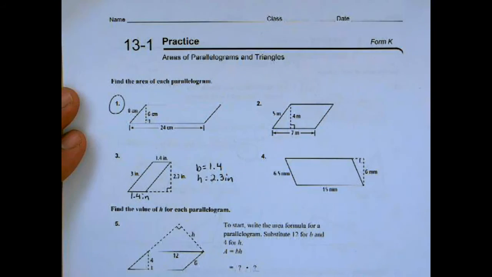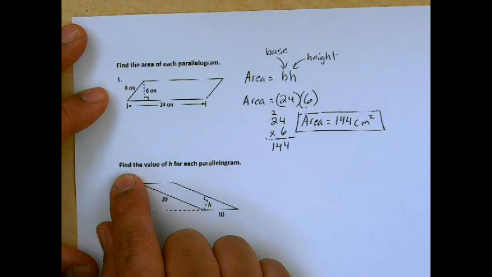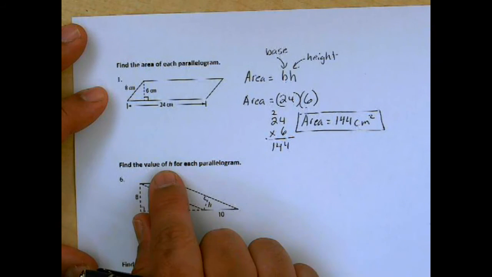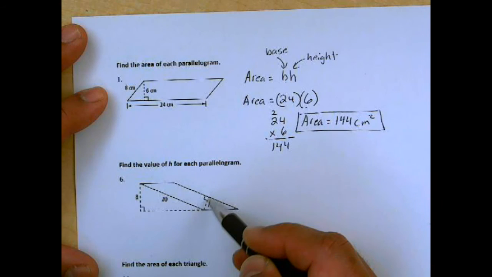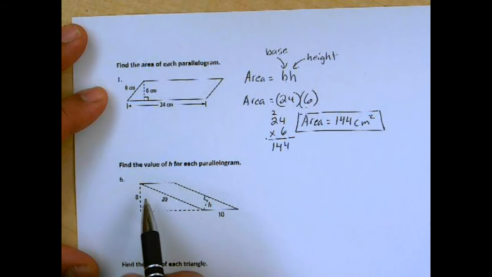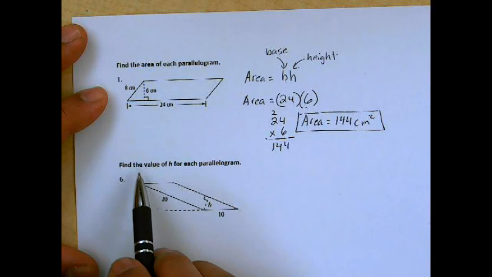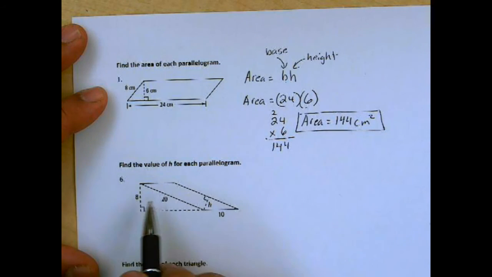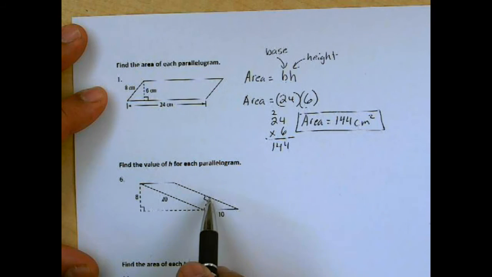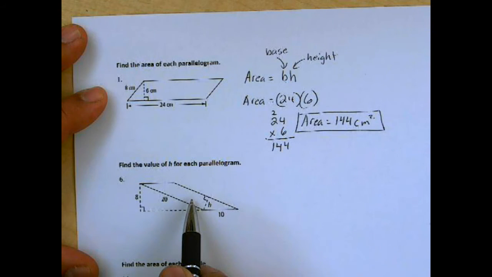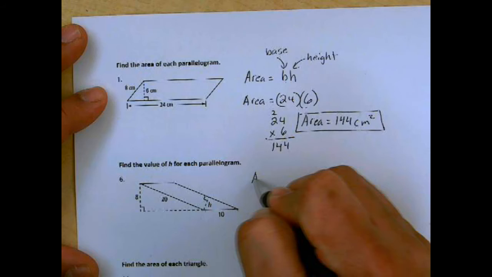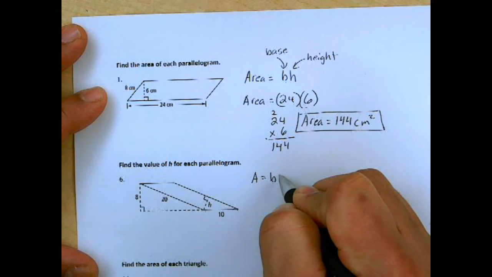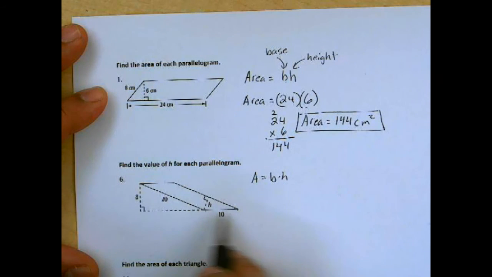Now let's go on to number 6. I think number 6 is very interesting. The directions for number 6 say, find the value of H for each parallelogram. So we're going to find out what the height is right here. In order to figure out the height, we need to find the area. We can find the area using this as the base, which is set up for H. So it would be 20 times H that gives us the value for the area of the parallelogram. Or we can use 10 as the base, and the height will be 8. The area formula for a parallelogram is base times the height. So we're going to use B as the base.